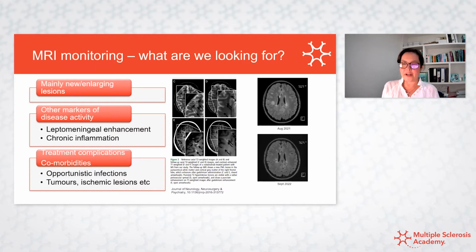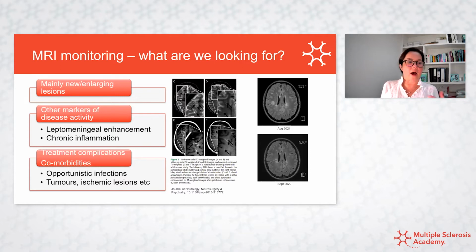Predominantly, we're identifying new lesions and enlarging lesions. So enlarging lesions, either lesions that are forming on the edge of a previous lesion, or chronic inflammatory lesions that are slowly expanding. So that's the mainstay, is identifying new lesions.